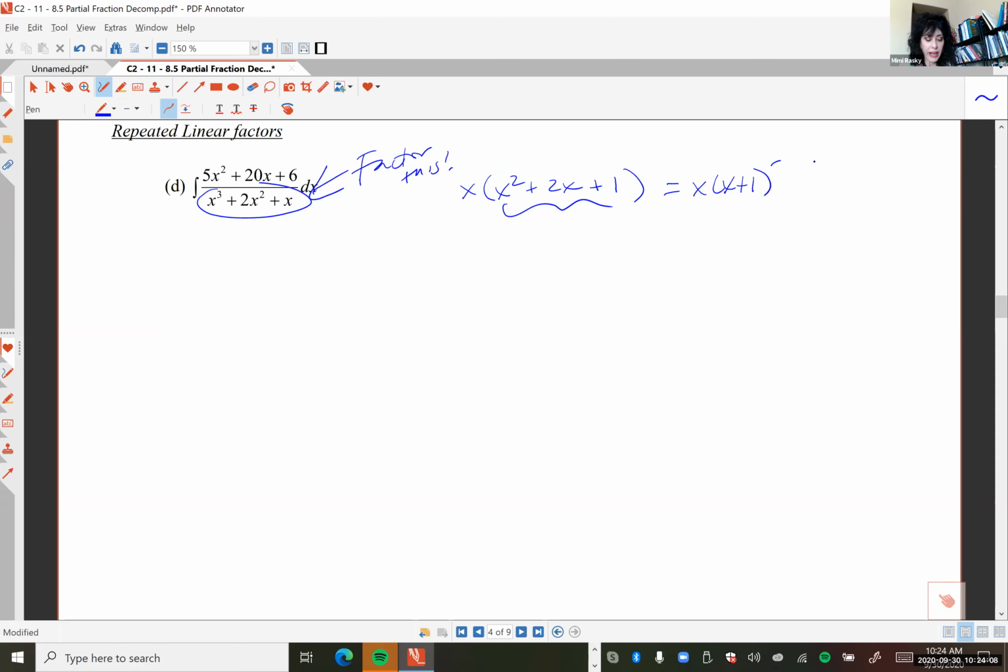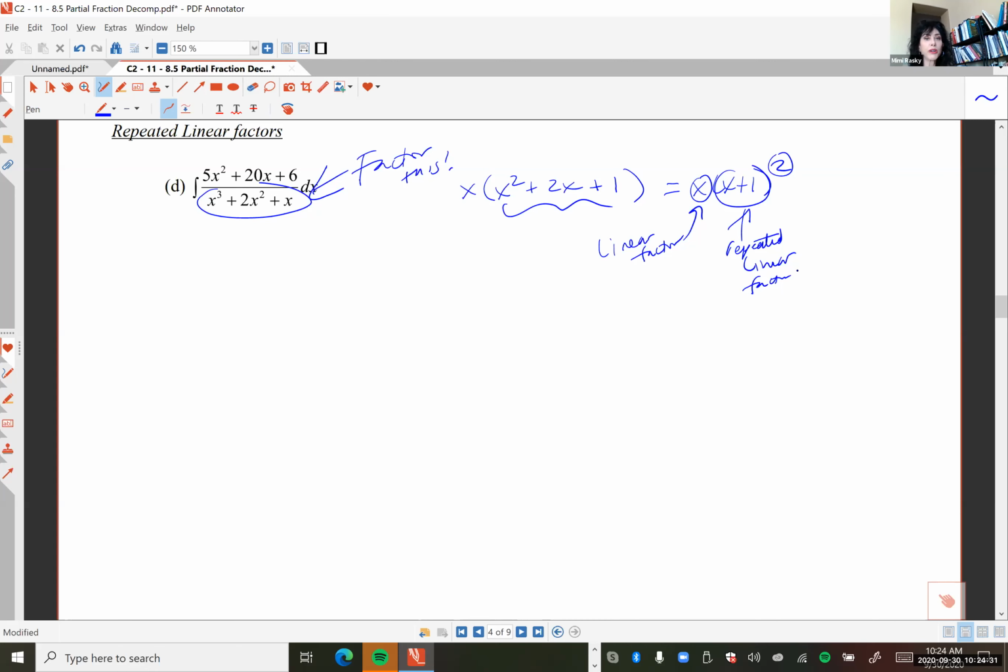So what do we have here? That denominator has a linear factor, just x. And then this x plus 1 is getting repeated because it's squared. So this is what's known as a repeated linear factor. And you have to do something extra for anything that gets repeated, for as many times as it gets repeated.